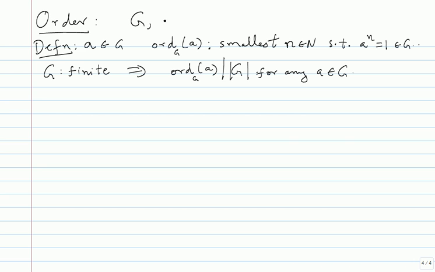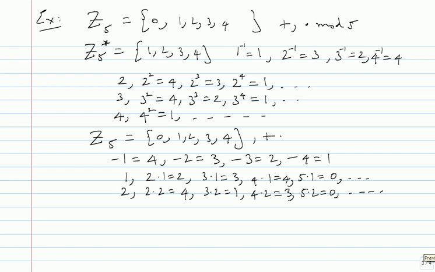So for instance, if we go back to the previous example that I had in Z5 star, what's the order of 2? 4. Order of 3? 4. Order of 4? 2. And you see the previous results. What's the size of Z5 star? 4. And you see all of these orders divide 4. So possible orders are only 2 and 4. Even here you can verify that. Z5 has order what? The size 5. And you see the order of each of these elements will divide 5. It's very easy to check those things.